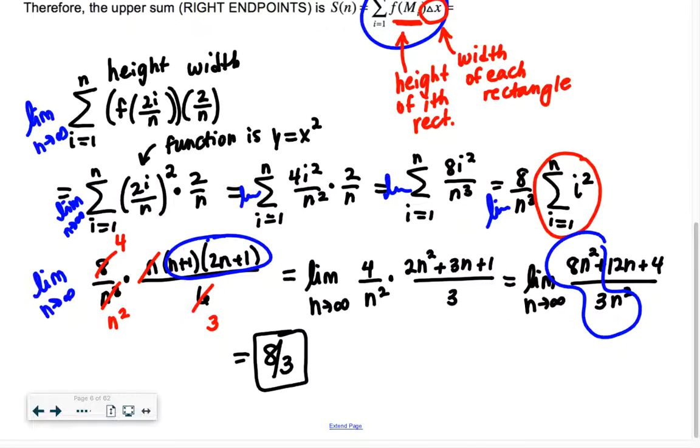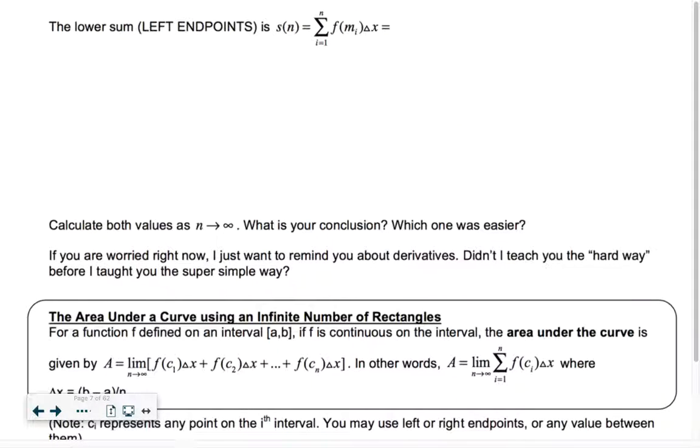Okay, let's try another one. Any questions on that so far? I know it's annoying. Left-hand endpoints.